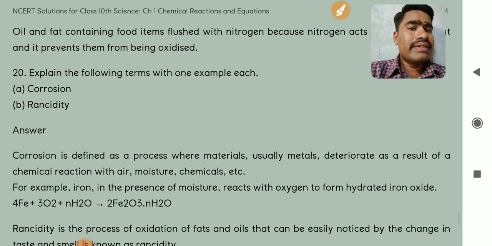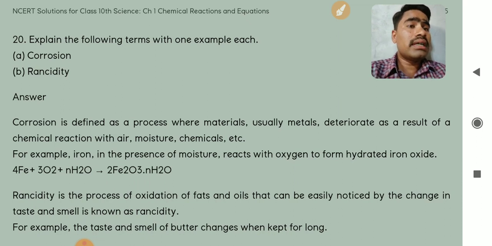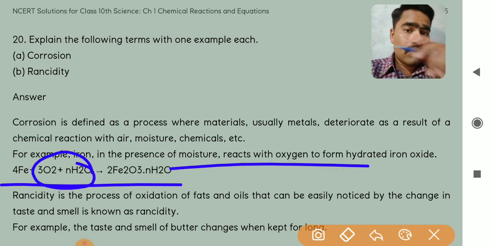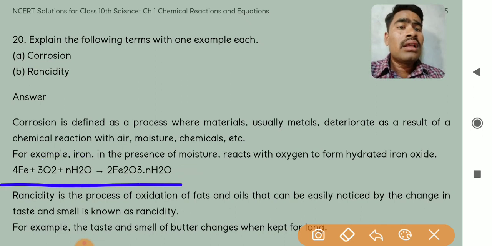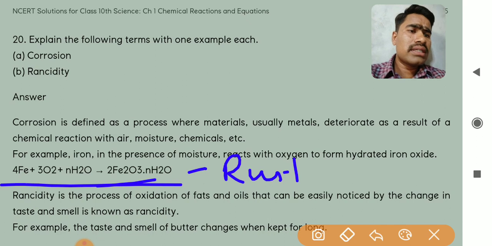So to prevent corrosion, we apply oil and paint on the metal surface, and we do alloying. Okay, there are different methods or techniques which we use for prevention of corrosion. For example, iron in the presence of moisture reacts with oxygen to form hydrated iron oxide, that is nothing but rust. So if you see here, in the presence of oxygen and water, iron reacts to form Fe2O3, that is rust. This is a reddish brown substance called rust, and this is nothing but corrosion also. It is also called corrosion.